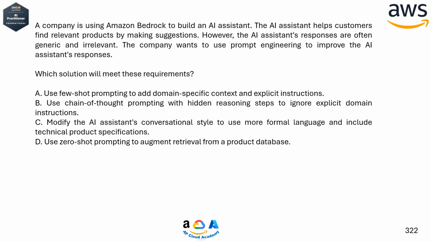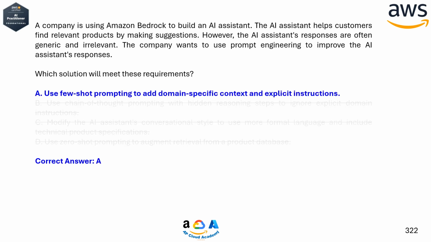A. Use few-shot prompting to add domain-specific context and explicit instructions. B. Use chain-of-thought prompting with hidden reasoning steps to ignore explicit domain instructions. C. Modify the AI assistant's conversational style to use more formal language and include technical product specifications. D. Use zero-shot prompting to augment retrieval from a product database. Correct answer, A. Use few-shot prompting to add domain-specific context and explicit instructions.